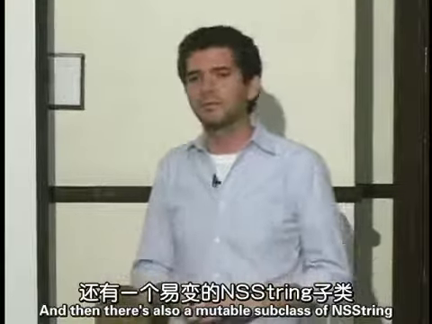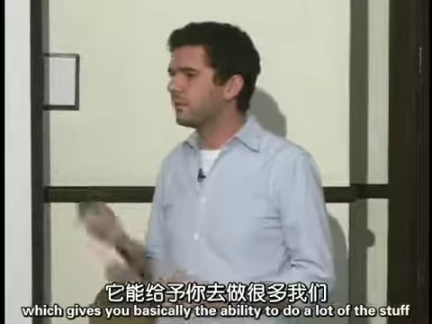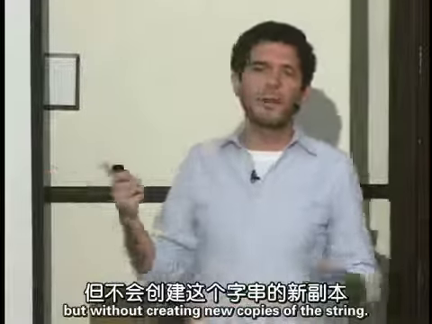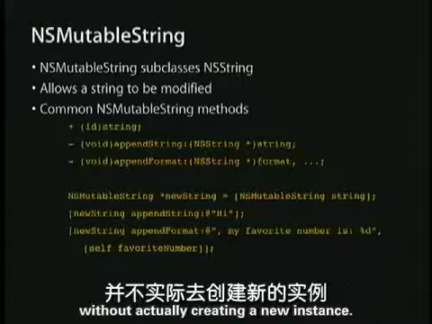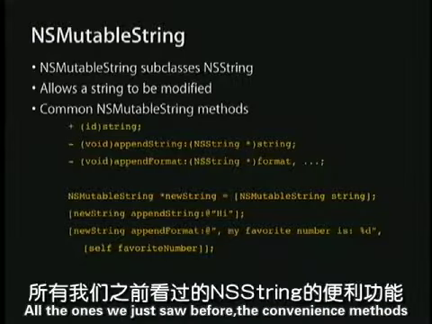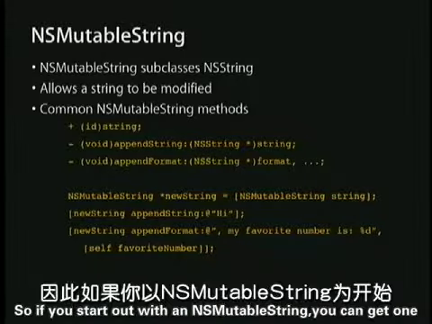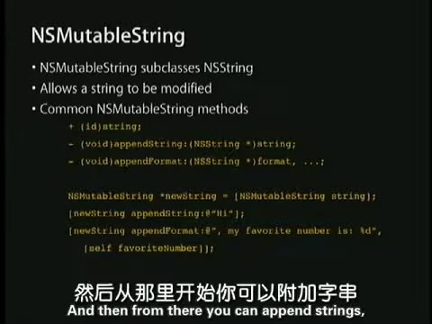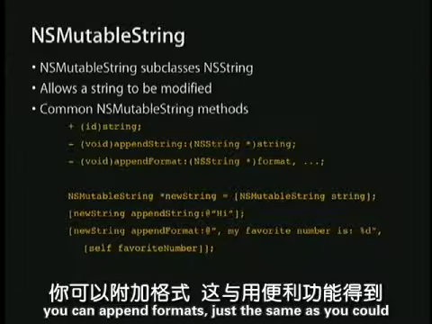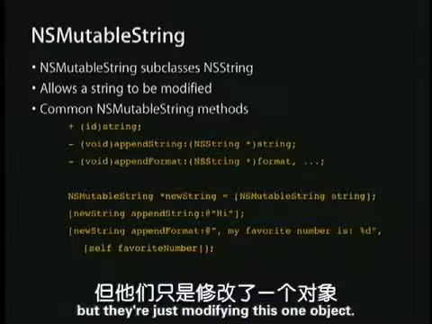And then there's also a mutable subclass of NSString, which gives you basically the ability to do a lot of the stuff that we just saw there, but without creating new copies of the string. So you can append things to the mutable string without actually creating a new instance. It just modifies the existing one. All the convenience methods on NSString we just saw returned a new instance of a string. So if you start out with an NSMutableString, you can get one by calling just NSMutableString string. And then from there, you can append strings, you can append formats, just the same as you could with the convenience methods to get new ones, but they're just modifying this one object.